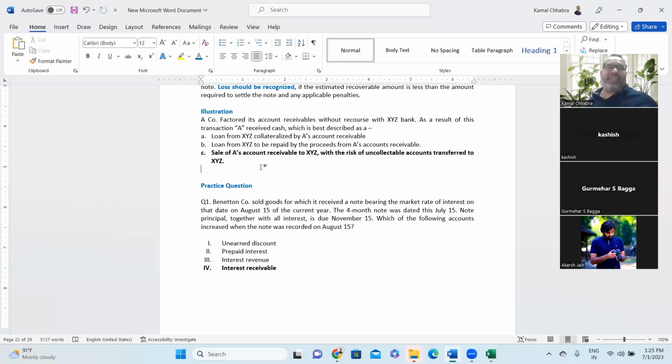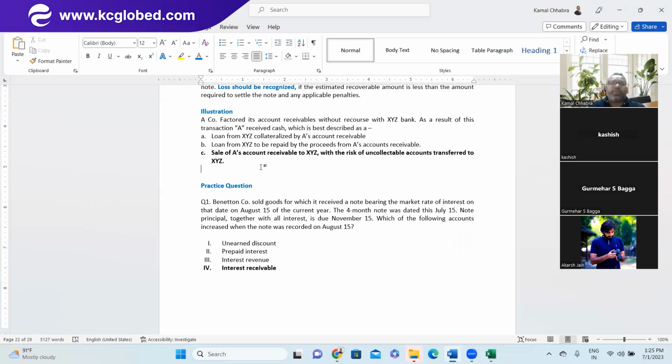Correct. Okay, so let's do a practice question. Benetton company sold goods for which it received a note bearing the market rate of interest on that date on August 15 of the current year. The 4-month note was dated this July 15th. Note principal together with all interest is due on November 15. Which of the following accounts increased when the note was recorded on August 15?